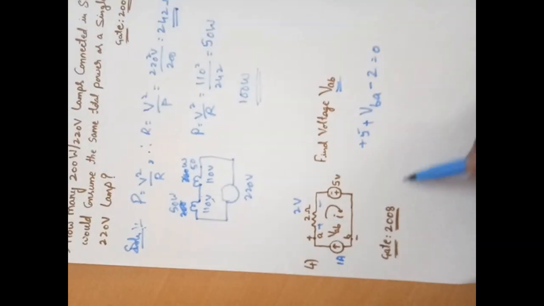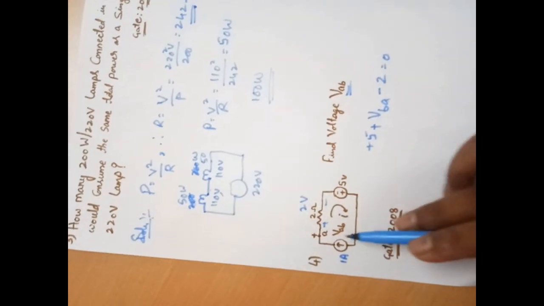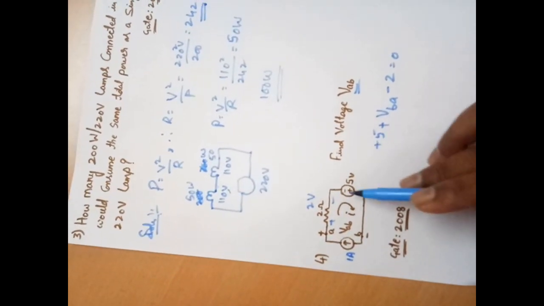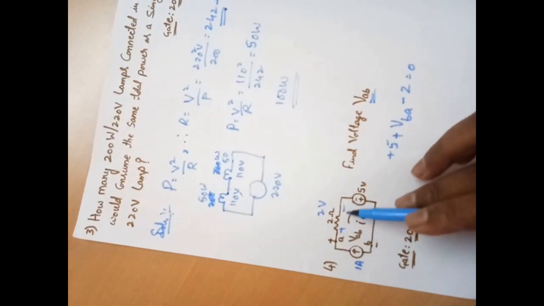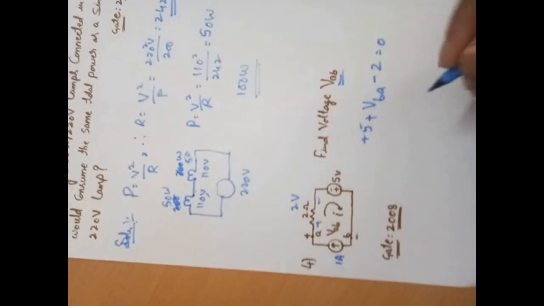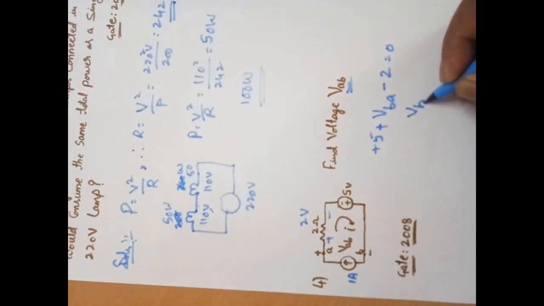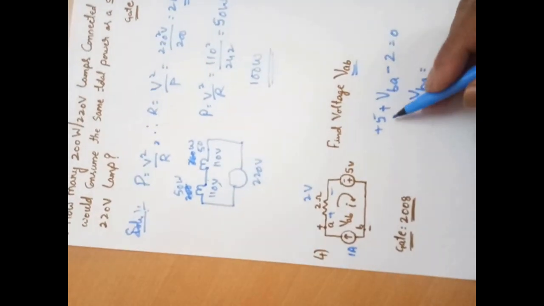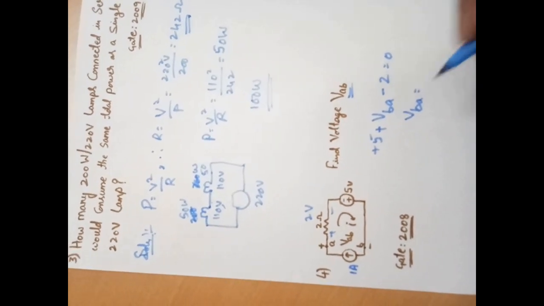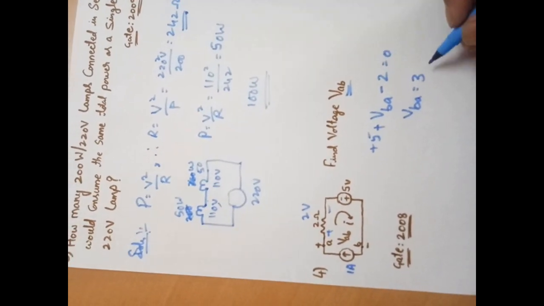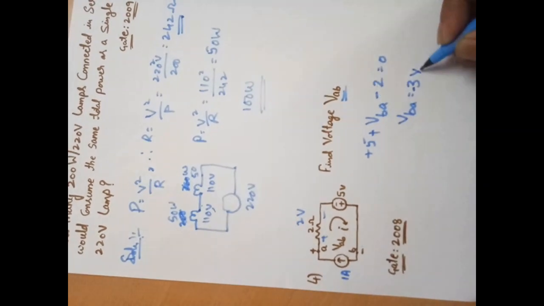This is how you can write it, because I have the voltage source here, and this is the voltage I need to find. So minus to plus 5 volt, minus to plus VBA, plus to minus 2 equal to 0. Once you simplify this, VBA equals 5 minus 2, which is 3. So VBA will be equal to minus 3 volt.